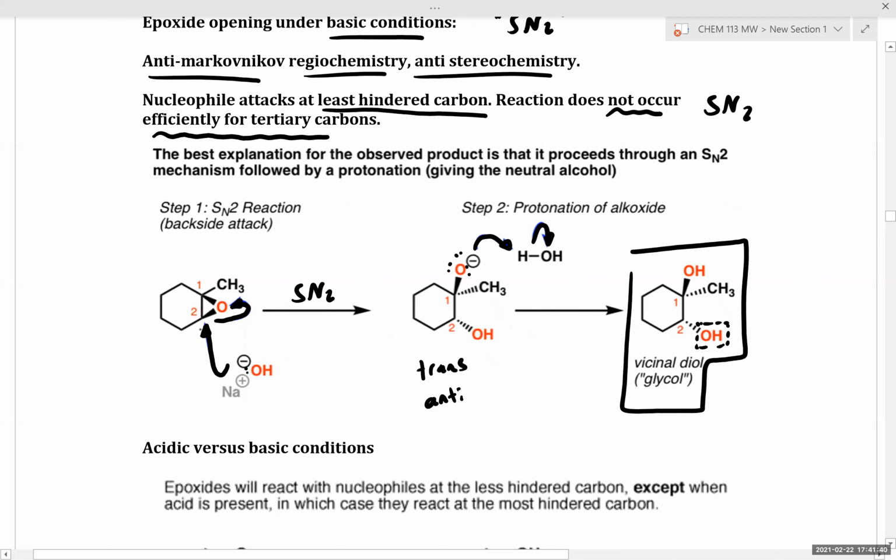Does this make sense? Any questions on this example? Yes, you can think of this alcohol as syn or cis with this methyl group, sure. Any other follow-up questions I can address?